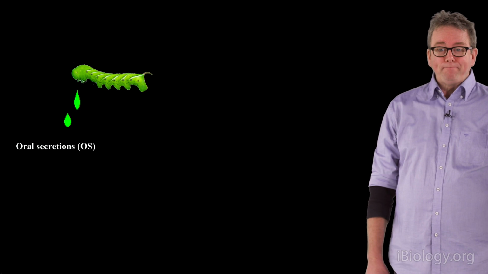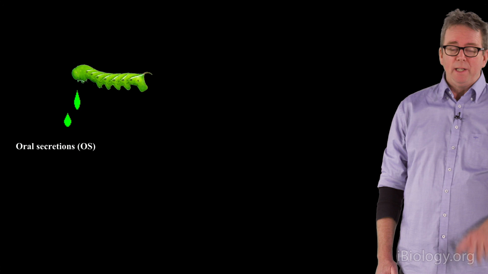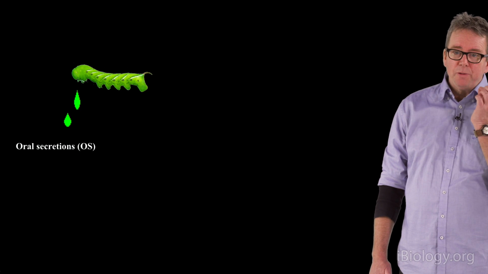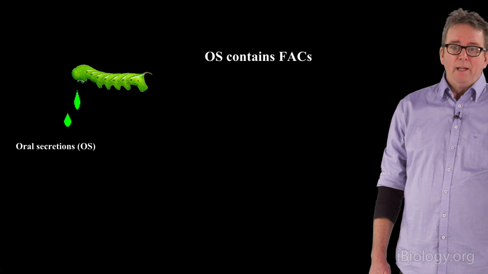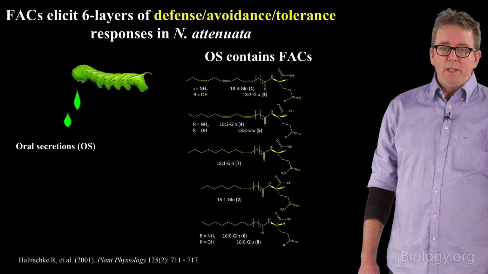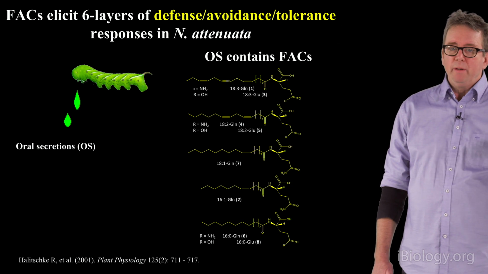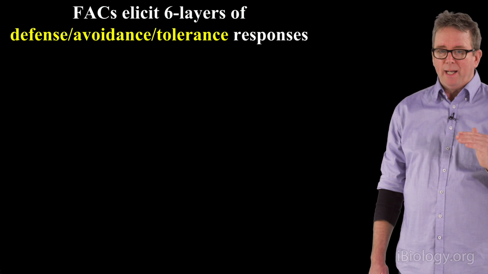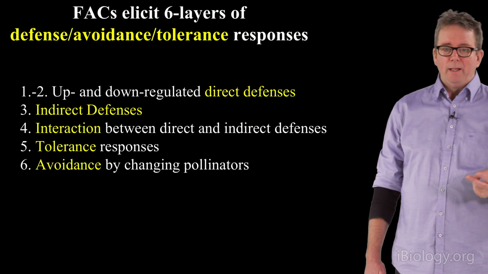In part 2, I talked a lot about how the plant deals with attack from this particular specialist herbivore, Manduca sexta, and how the herbivore has particular elements in its oral secretions, its spit, called fatty acid amino acid conjugates. These are the structures, and these FACs are the signals that elicit a 6-layer series of responses in the plant that involve defense, avoidance, and tolerance. And these are the ones that I talked about in part 2 of the talk.